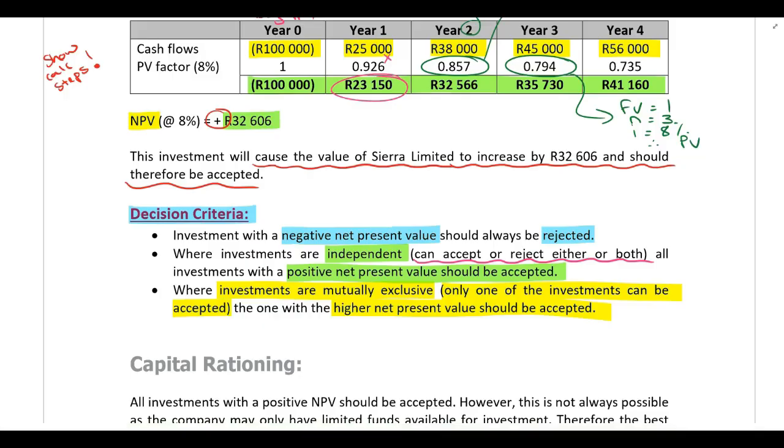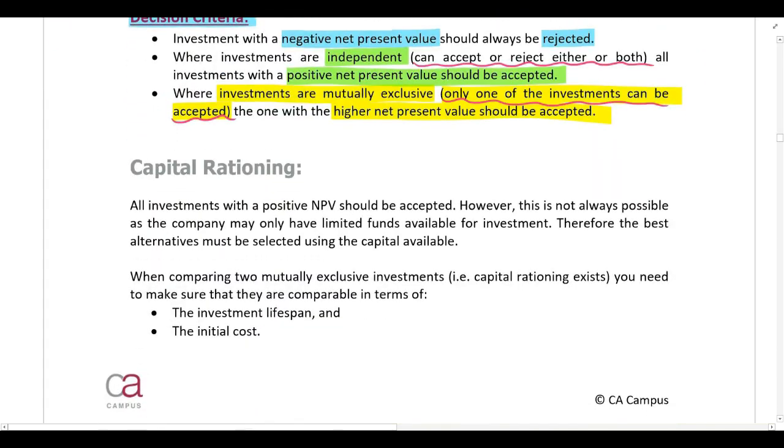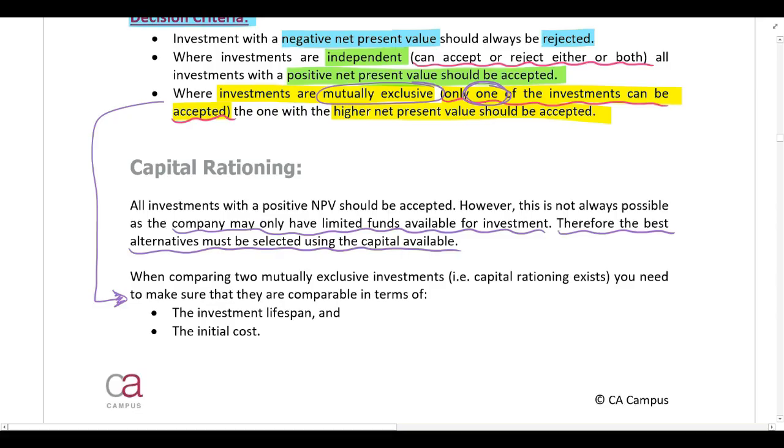However, if it's mutually exclusive, that means that only one of the alternatives can be accepted. Now, linked to that, where we have investments that are mutually exclusive. So in other words, what does it mean if they are mutually exclusive? It means that the company only has limited funds available for investment purposes, so they can't select all of the alternatives. Only one of the investments can be selected. So in other words, the best alternative must be selected using the capital that is available.